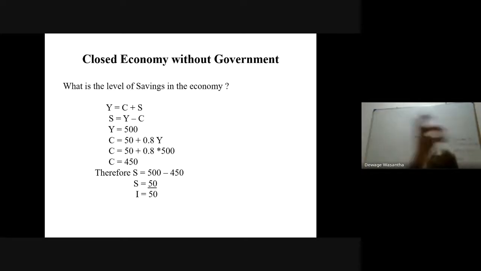Remember, in this model savings equal investment, 50. No government, only the private sector. Savings equal 50, investment equal 50. The economy is balanced. GDP 500. Savings 50, consumption 450, GDP 500. From the equation we calculated 500, then consumption 450, the balance is saved, 50. This savings will be equal to the investment, 50. Correct.